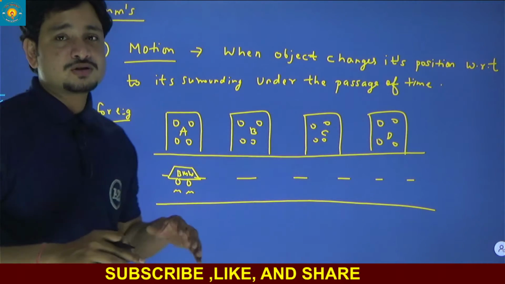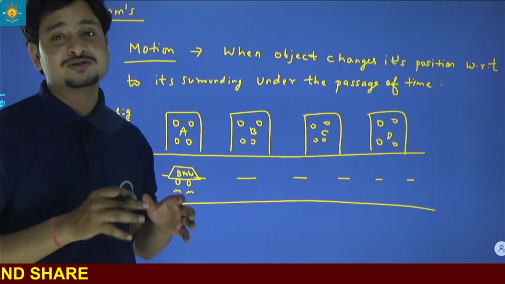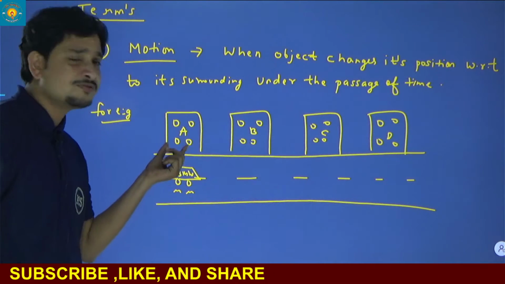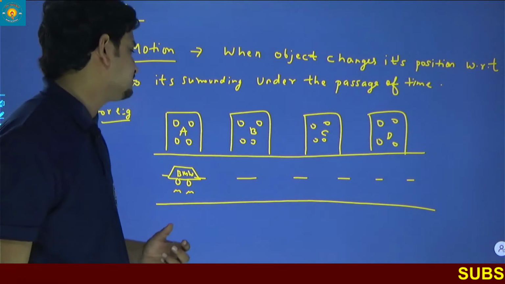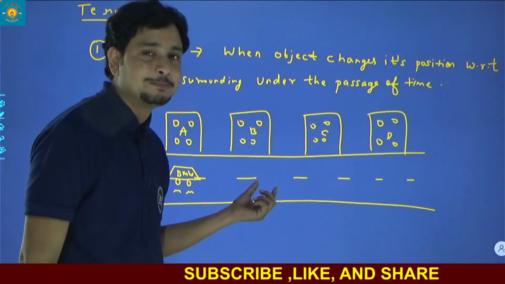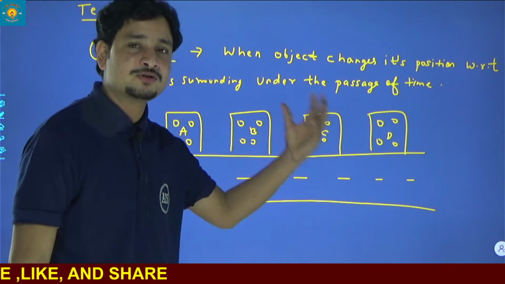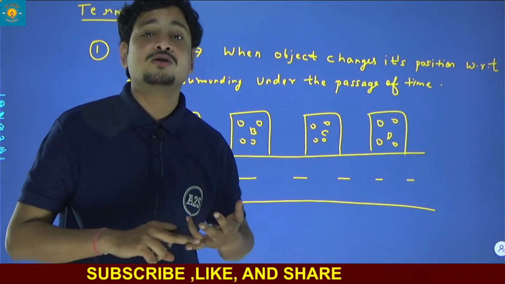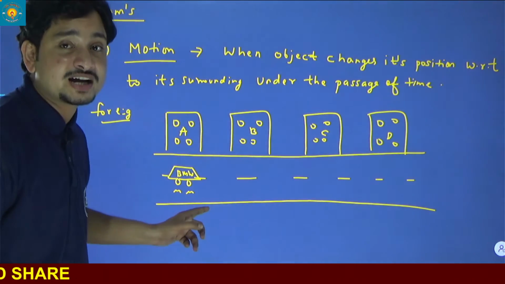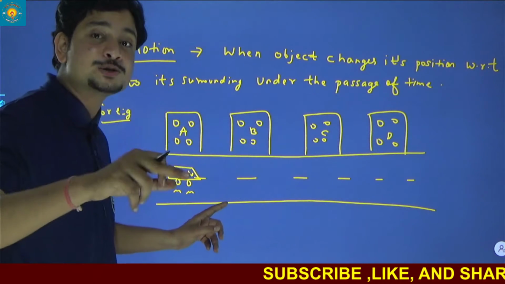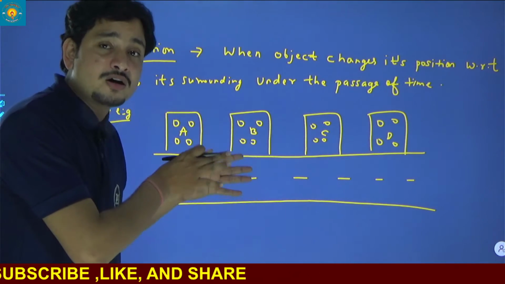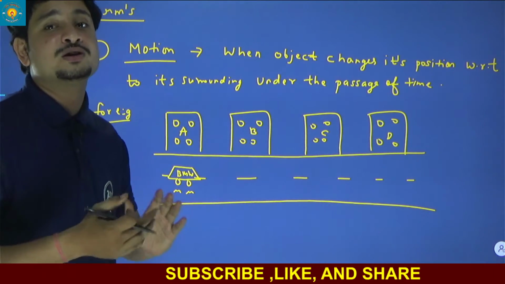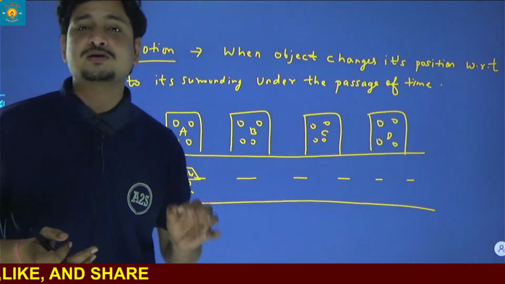As we are talking with respect to time, suppose at 1 o'clock it is in front of building A. At 2 o'clock it is in front of building B. At 3 o'clock it is in front of C. At 4 o'clock it is in front of building D. So what have you seen? As the time is changing, its surrounding also changes. It means this BMW car, this object, changes its position with respect to time and with respect to surrounding also. So when the surrounding and the time are both changing and the object is changing its position, that type of object is called in motion.